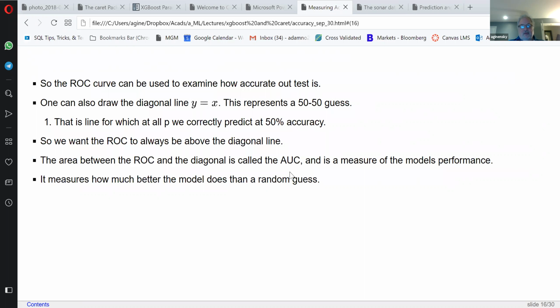Of course, you'd always want the ROC curve to be above it, and overall above it. The area between the ROC curve and the diagonal is called the AUC, or area under the curve, and it's a measure of how well the model performs. The more the ROC curve is above this 50-50 line, the better the model is doing. That doesn't speak to which p you should pick, but it does speak to the overall quality of the model.